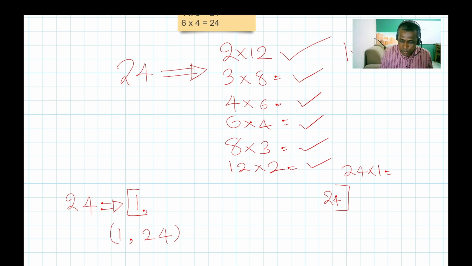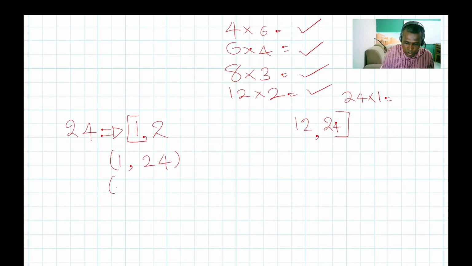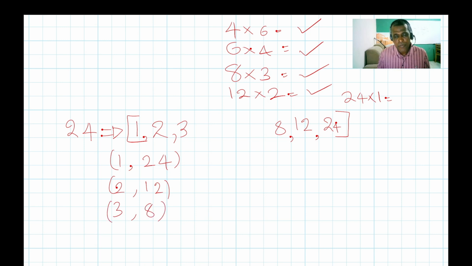Second, I can take it in the 2 table. 2 times 12 is 24. I am writing the second pair as 2 times 12. Third pair, I can take it in the 3 table. 3 times 8. It's coming as a pair. Again I can get it in the 4 table. 4 times 6, 6 times 4. It's 24. We got that one.